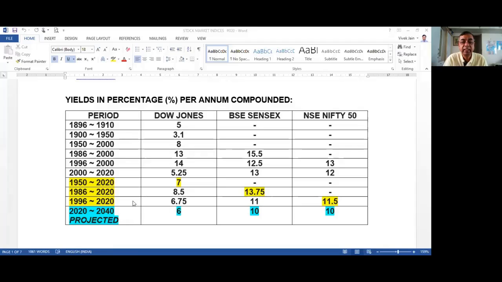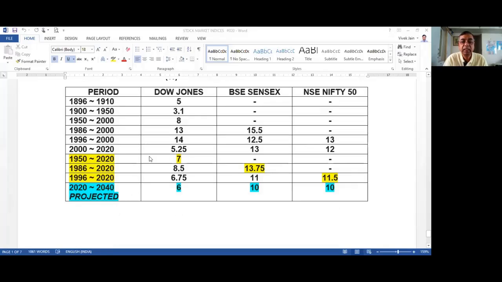It is the experts who have taken a projection based on the past results and also on the future with the industries which are becoming dear to the investors, with the interest rates of the banks also taken into account. It is expected that in the next 20 years, Dow Jones probably will give an appreciation of 6%, whereas Nifty 50 and BSE Sensex may give 10%. These are taken very conservatively. Probably this kind of a figure will definitely be achieved more or less. And in fact, it may be more than this.